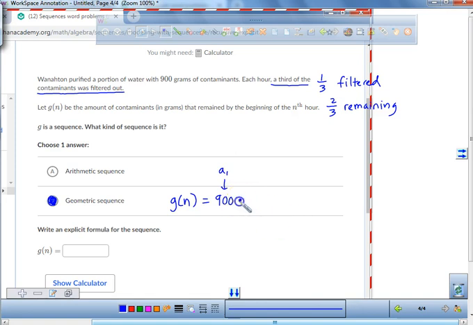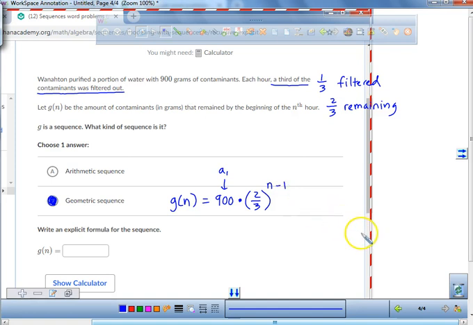Now, this is where it gets a little tricky. If you are basically taking out 1/3, what's still remaining? Total of 2/3. So if you multiply something by 2/3, you actually lose 1/3. Okay, so this is where students might plug in 1/3 and accidentally get it wrong. And then you're going to put n minus 1.